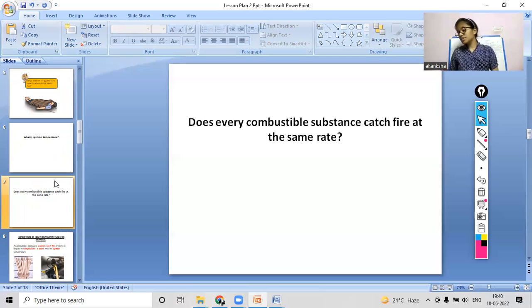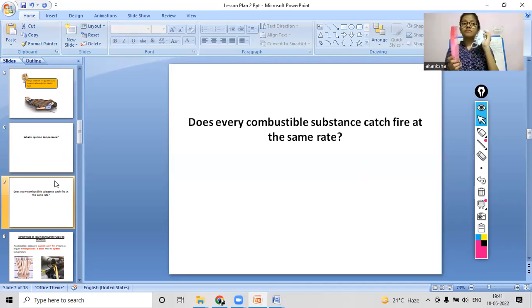What we will do is, okay, if I take this mask, and if I take this comb, and if I burn both of these things, who will burn faster? Will this comb burn faster, or will this mask burn faster? You have to write your answers in the chat box.